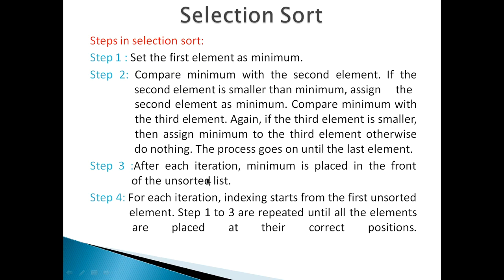What is step 3? After every iteration, the minimum will be placed in front of the unsorted list. For each iteration, indexing starts from the first unsorted element. Steps 1, 2, and 3 are repeated until all the elements are placed at their correct positions.